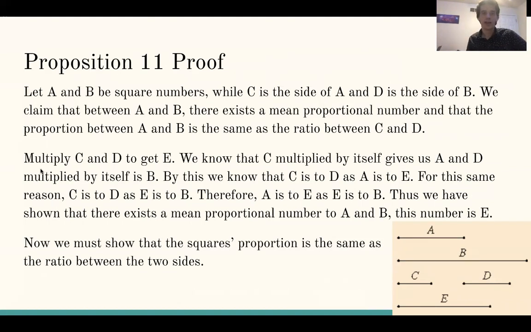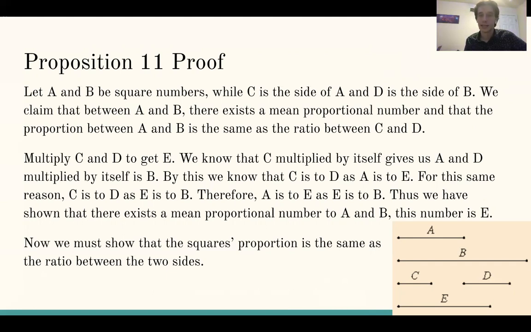So to prove this, we're going to let A and B be square numbers. And then we're going to let C be the side of A and D the side of B. You can see this in the picture below where A and B are squared numbers and C and D are the sides. So what we're going to try and prove is that between A and B, there's a mean proportional number, and the proportion between A and B is the same ratio as C and D, as you can see in the picture.